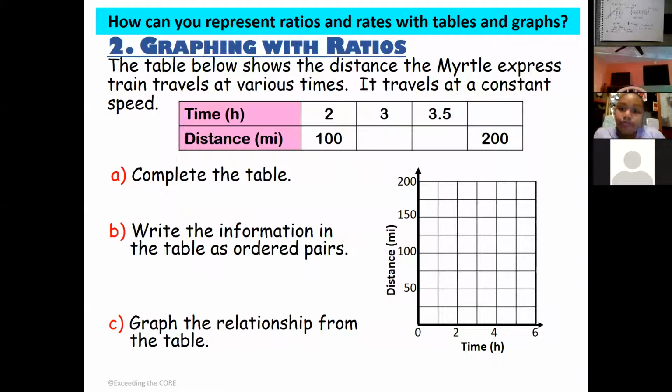Okay. Now, sometimes we ask you to graph these ratios. The table below shows the distance that Myrtle Express train travels at various times. It travels at a constant speed. What does constant speed mean? What does that tell us?